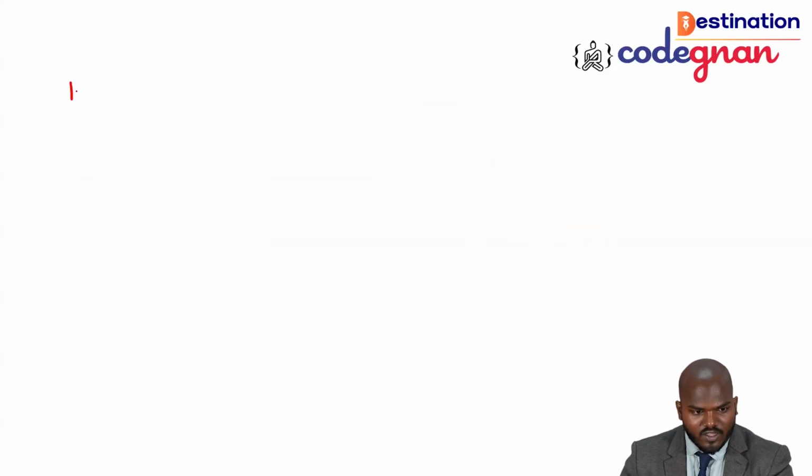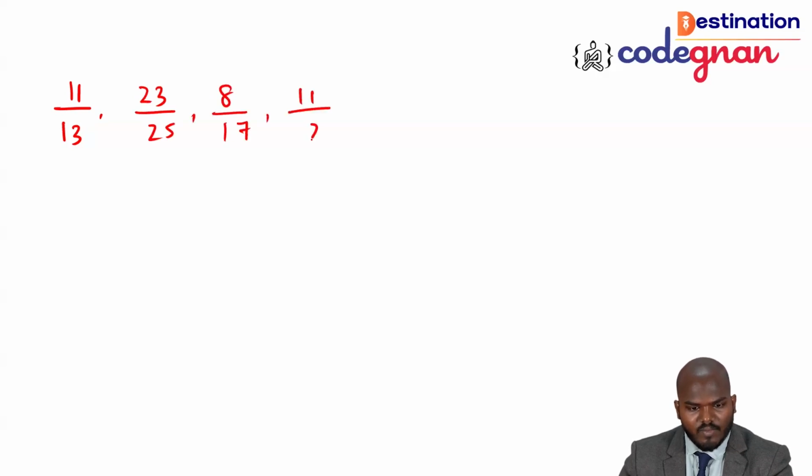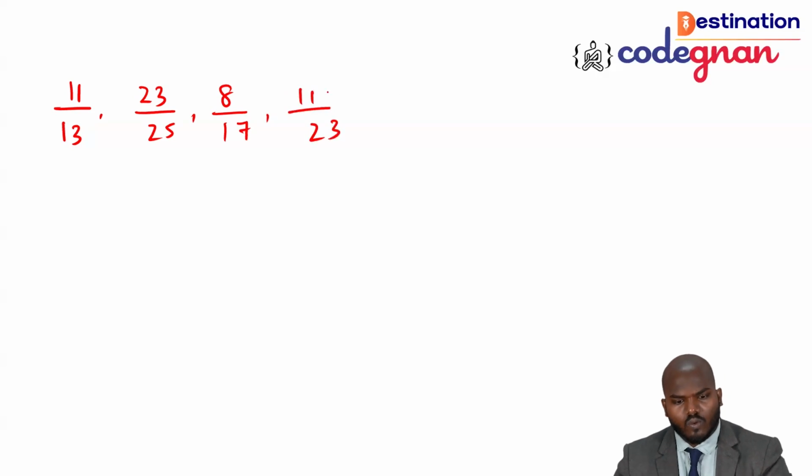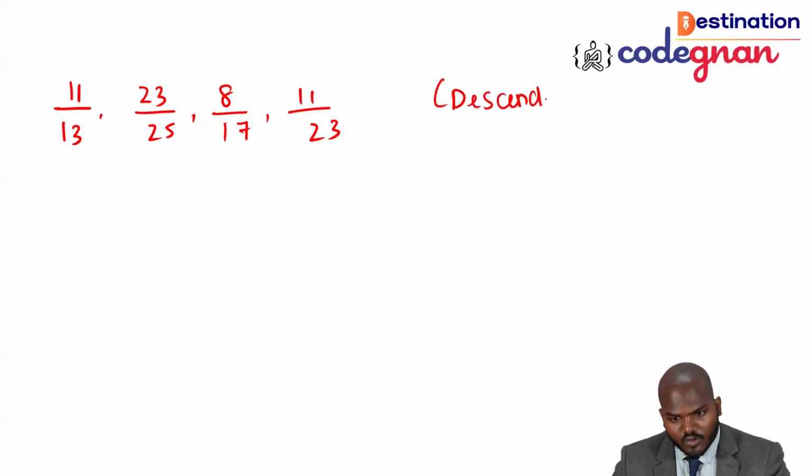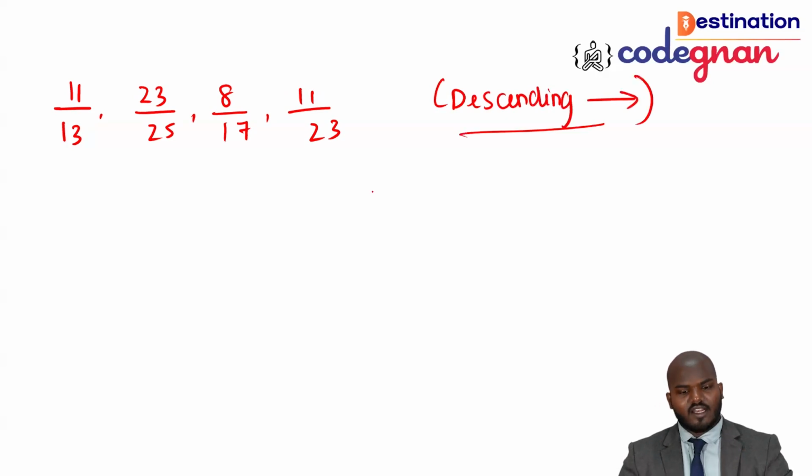Okay, so I'll explain one more question here, which is a very important thing. Arrange the order. I'm writing here 23 by 25, 18 by 17, 11 by 13, and 11 by 23. You just want to arrange the following in descending order. That is the deal now.